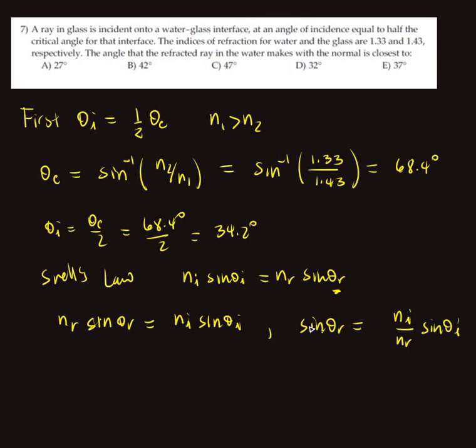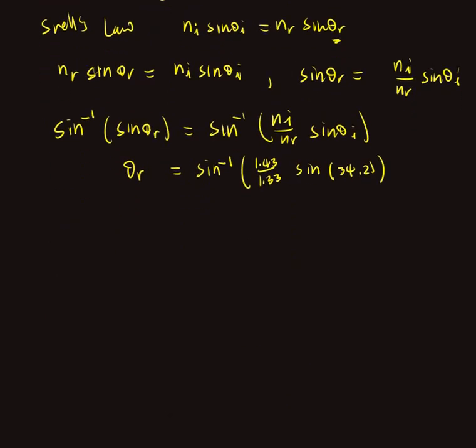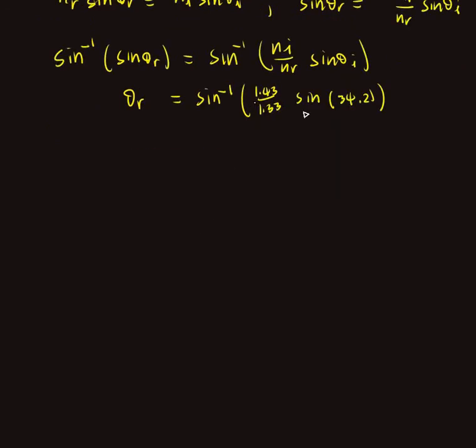We're solving for sine of theta r, which is going to be equal to ni divided by nr times sine of theta i, and then we apply sine inverse to solve for theta r. Look at this one. This is the incident medium, glass, which is higher, 1.43, divided by the other one, water, times sine of the angle of incidence, which we already found, and the angle is 37.2 degrees.